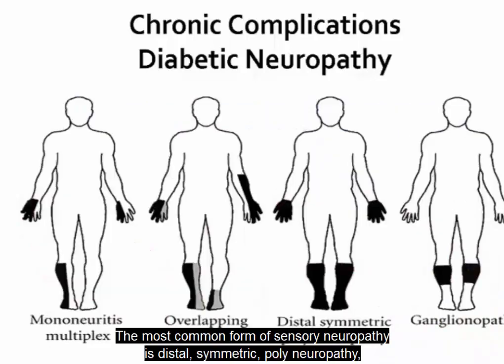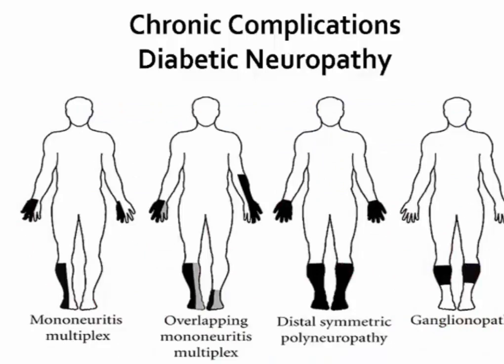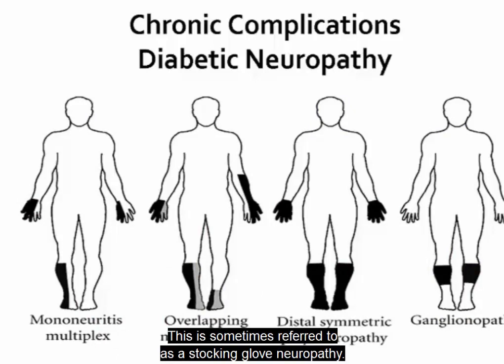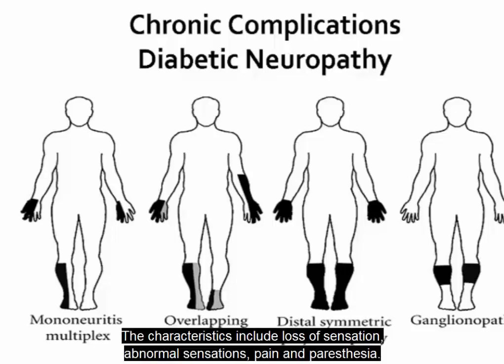The most common form of sensory neuropathy is distal symmetric polyneuropathy, which affects the hands and/or feet bilaterally. This is sometimes referred to as a stocking glove neuropathy. The characteristics include loss of sensation, abnormal sensations, pain, and paresthesia.